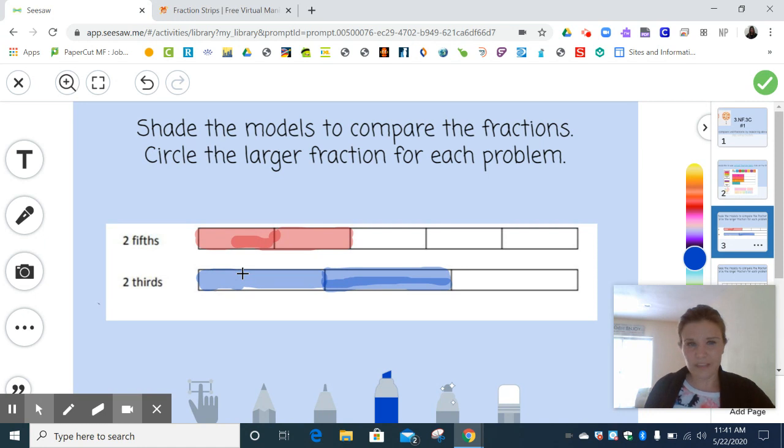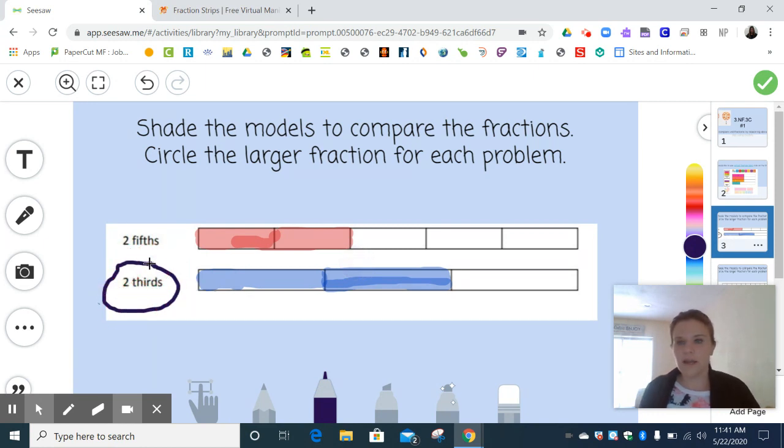So if it says to circle the larger fraction, I'm looking for which one has more colored in, and it would be the 2/3. So now I can just take my pen, and I'm going to circle 2/3 because it says to circle the larger fraction, and I'm done. All right, so there are about 5 or 6 more of these for you to try on these slides. So that is job number 1.